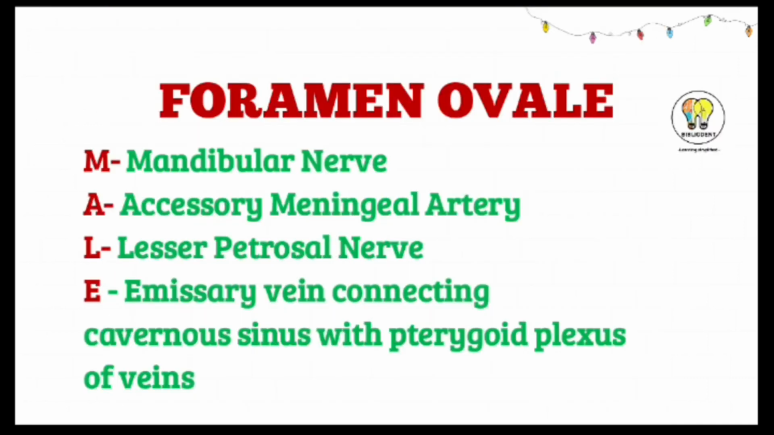This is a very common and popular mnemonic, that is ovale male. Structures passing through Foramen Ovale: male. M for mandibular nerve, A for accessory meningeal artery, L for lesser petrosal nerve, E for emissary vein connecting cavernous sinus with pterygoid plexus of veins.